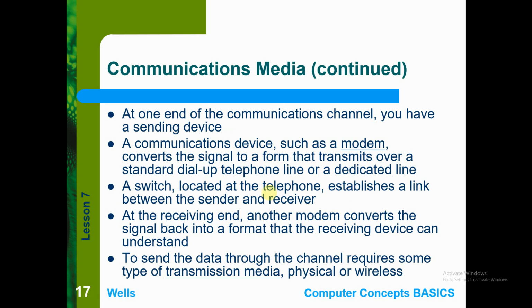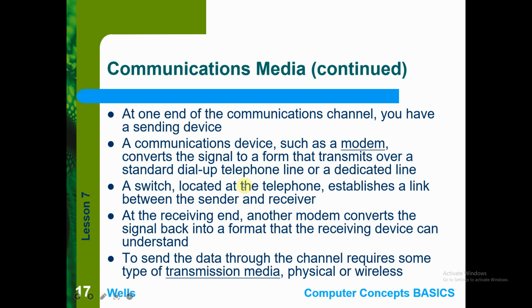So at one end there is a sending device, and there is a modem at the other. The modem converts the signal to a form that will transmit over a standard dial-up line, depending on the setup. For DSL, the modem also follows the protocol and converts the signals to go through that broadband link or cable. A switch located at the telephone establishes a link between a sender and a receiver. At the receiving end, another modem converts those signals back to a format that the receiving device can understand.